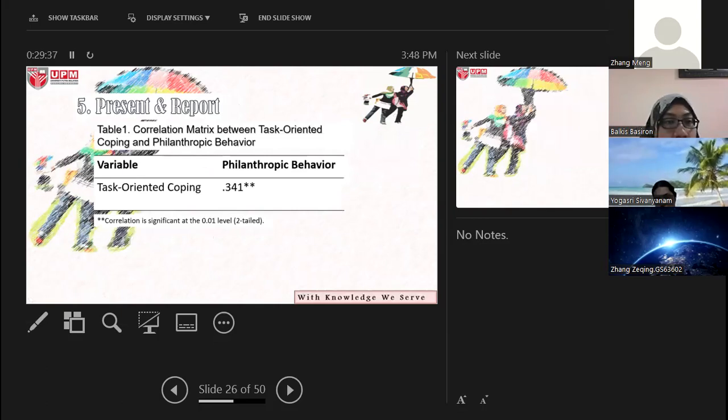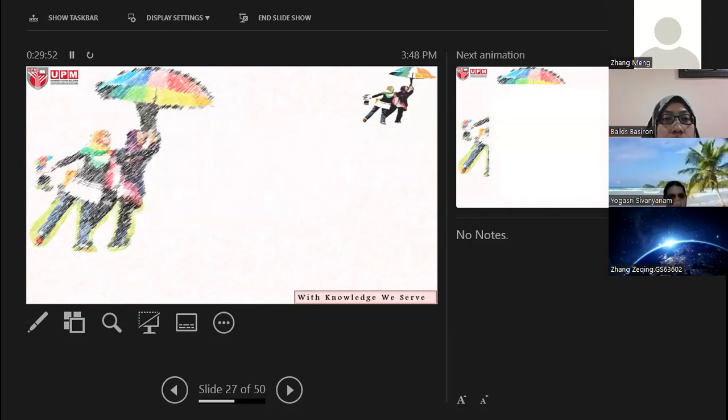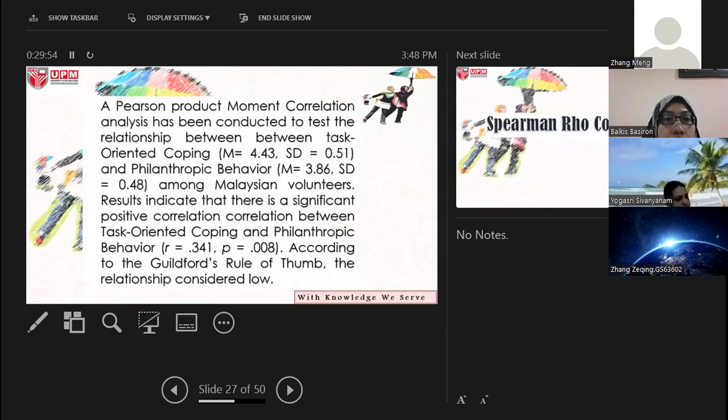So this is an example of how to present your findings in an APA table. Table 1, correlation matrix between task-oriented copying and philanthropic behavior. This is the example of the table. Make sure the table is single spacing. Okay, so this is the example of interpretation.